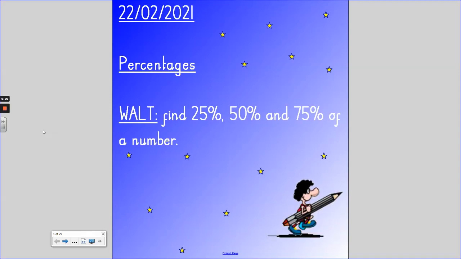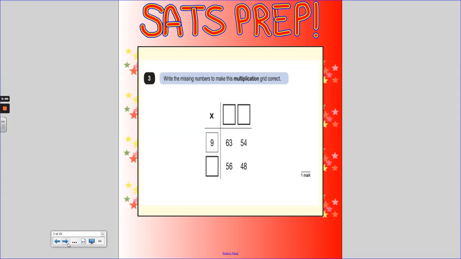Good morning, Year 6, and welcome to Monday's maths lesson. So this week we are going to be looking at percentages. So today we're going to be finding 25%, 50% and 75% of numbers. But before we do that, we've got our SAT Prep starter.